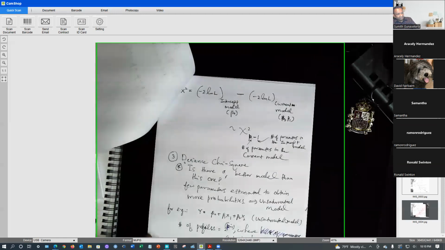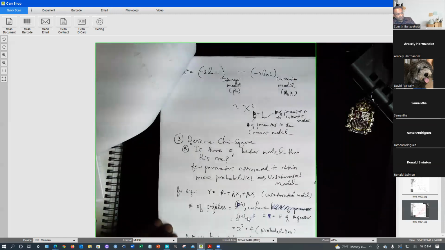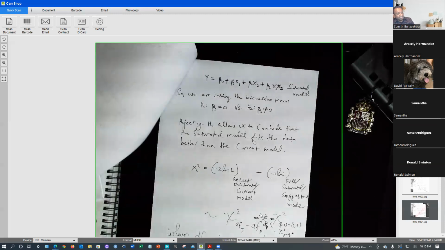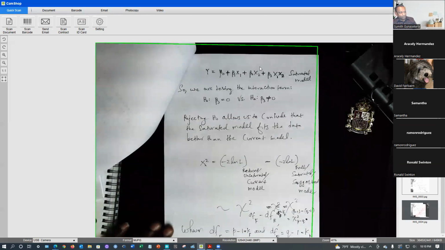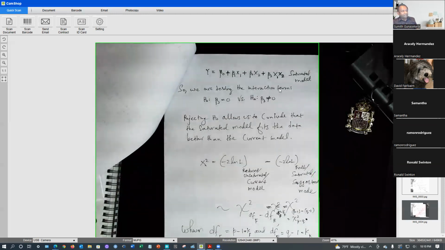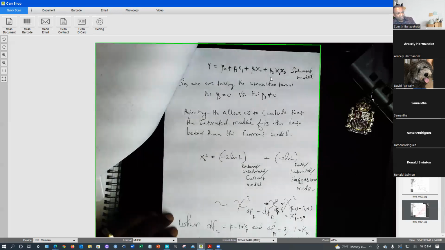Once you put that in, you have to check whether it's significantly contributing. How do you do that? You do the testing. Rejecting H0 allows us to conclude that the saturated model fits the data better than the current model. If you reject this one, that means you accept that beta 3 stays there. How do you check? You can use this one.